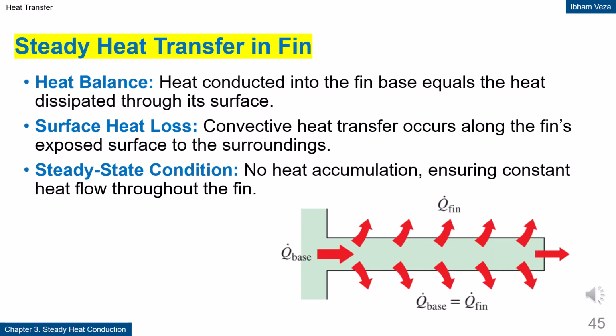Steady heat transfer in a fin. Under steady conditions, the heat conducted into the fin base must equal the heat dissipated from the fin surface. There is no energy accumulation inside the fin. Heat loss occurs continuously along the surface by convection. This ensures that the heat flow rate inside the fin decreases along its length. This energy balance principle forms the basis for fin performance evaluation.